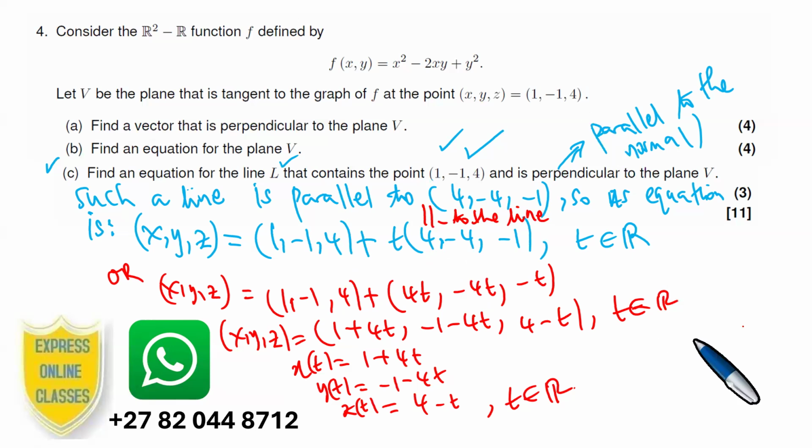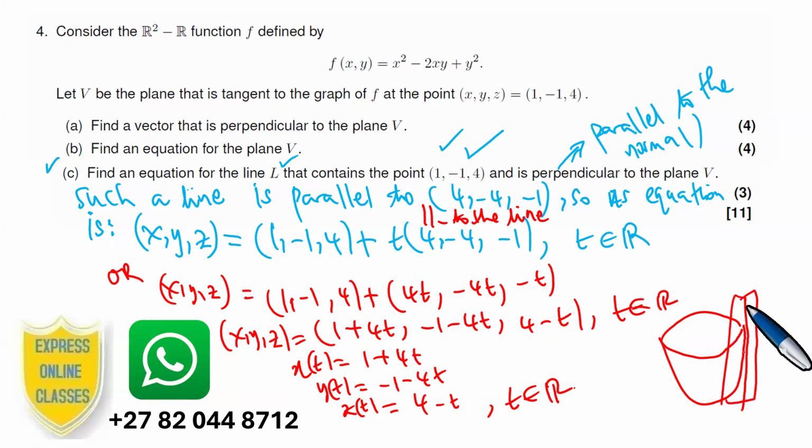We've been given a paraboloid. This paraboloid has a plane, and this plane is tangent to it at a point. Now look, if this plane is tangent to the paraboloid, then we use the gradient to obtain a normal, a vector that is perpendicular to this plane.